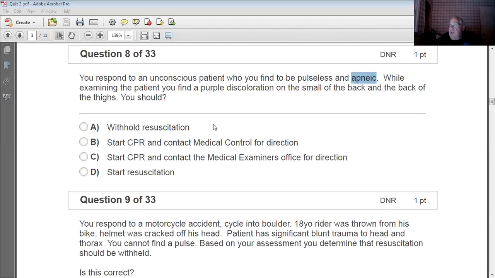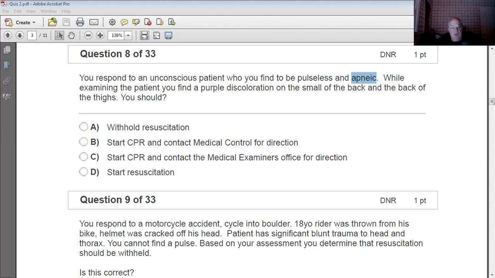So while examining the patient, you find a purple discolorization on the small of their back and the back of their thighs. If you remember what we were talking about when we start CPR and when we don't start CPR, the first thing we want to look for is some idea if the patient has been dead for a long period of time. There were two things we mentioned to look for: dependent lividity and rigor mortis.